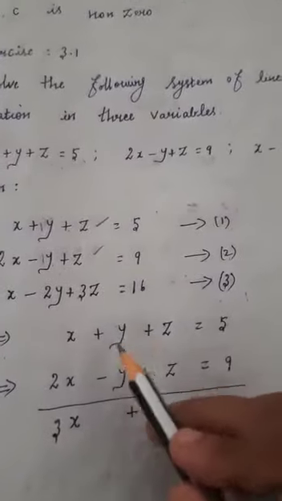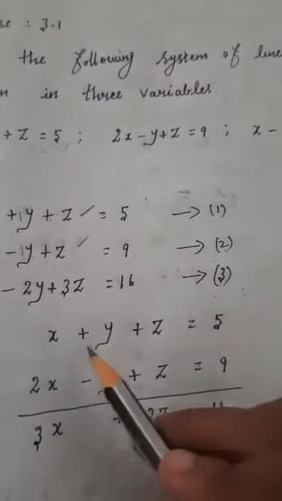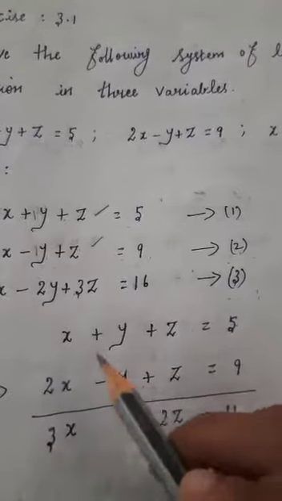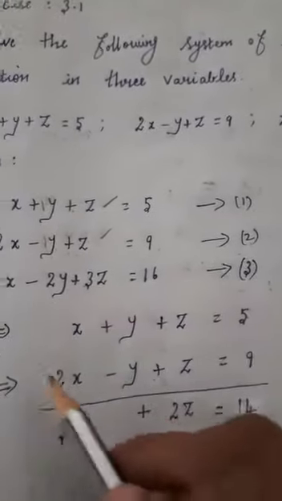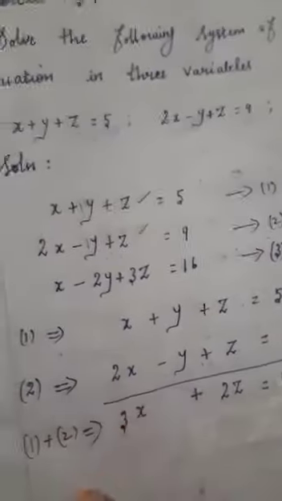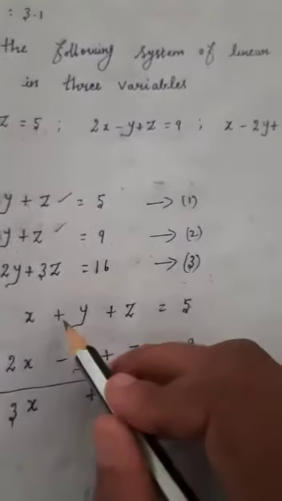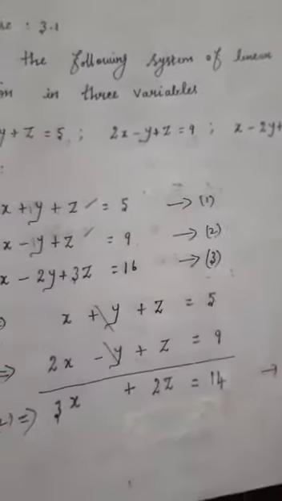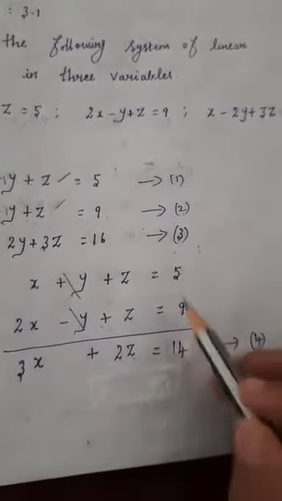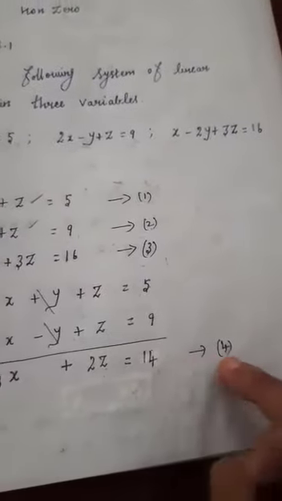After making the numerical coefficients the same, we add or subtract to eliminate that variable. Here the y variable already has different signs, plus 1 and minus 1, so if we add, we can eliminate it. So we add equation number 1 plus equation number 2. x plus 2x is 3x, and y minus y cancels. Plus 1 and plus 1, totally 2z, is equal to 9 plus 5, that is 14. So this is another new equation, which you can consider as equation number 4.